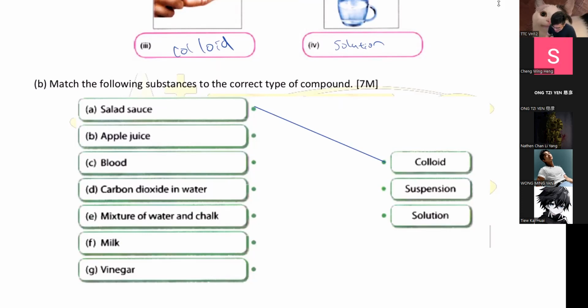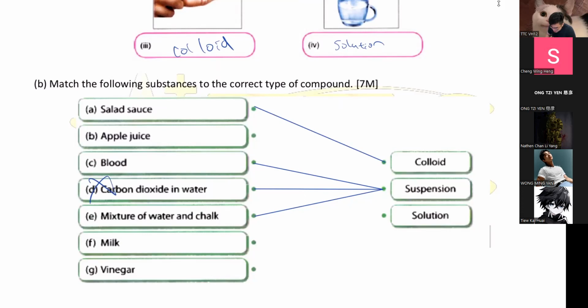Okay, blood is a suspension. Carbon dioxide and water is a suspension because the carbon dioxide will float on water. Doesn't really mix. Okay, water and chalk is a suspension also. Chalk cannot dissolve. Okay, you know what? We ignore D lah. This one won't come out lah.